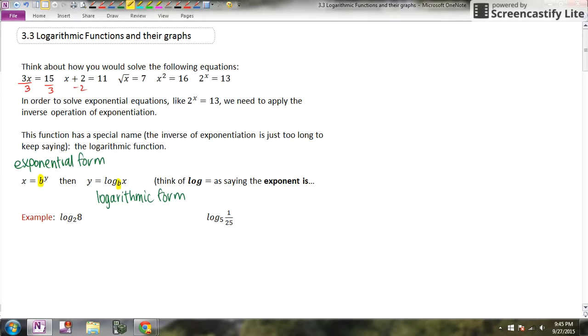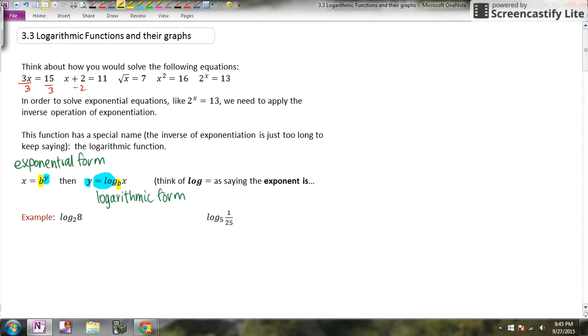Other than that, the other thing I like to remember is that since logs are inverses of exponents, the way I think of it is the word log tells me what the exponent is. So if you notice, this is telling me the exponent was a y. And if you look over here, the exponent was a y. So when I convert back and forth, there are two things I look at. What is the exponent? And what is the base? And that usually gets me through everything else.